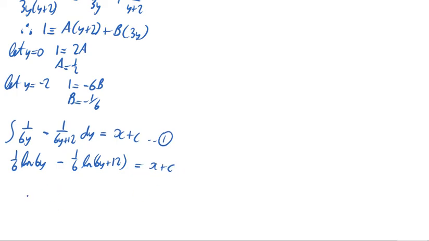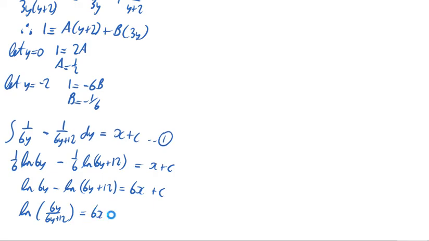So what we can do then from here, first thing I would do is get rid of those 6's. I'm just going to multiply across both sides. We're going to have ln of 6y minus ln of 6y plus 12 is equal to 6x plus, it really should be 6c, but remember we're just calling it c. And then on our left-hand side, we want to write this as just one ln function. So we're going to have ln of 6y over 6y plus 12 is equal to 6x plus c.